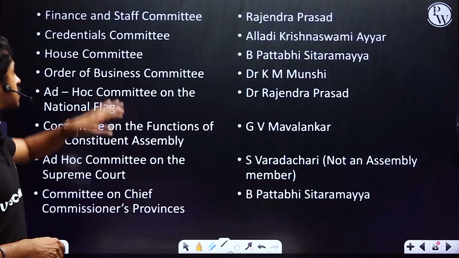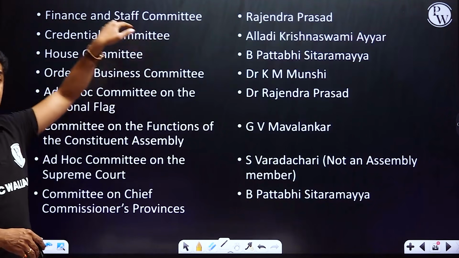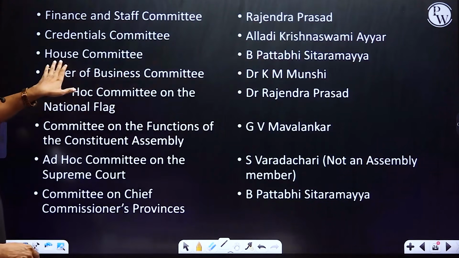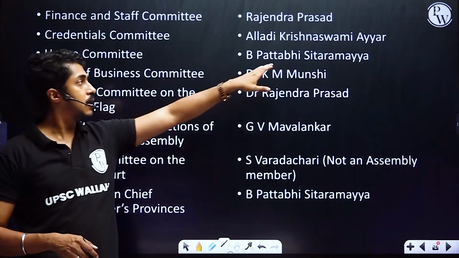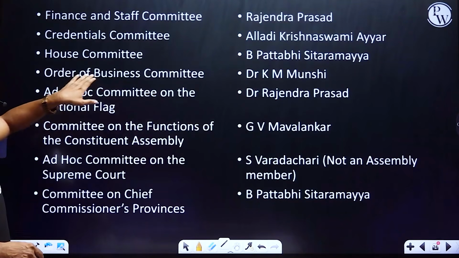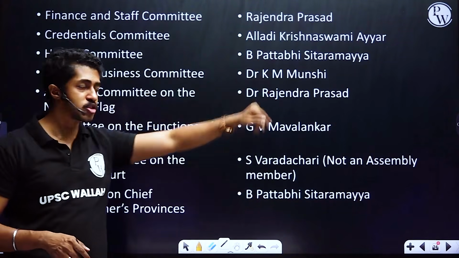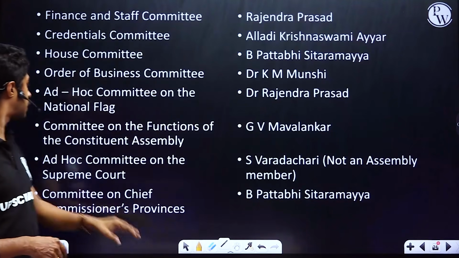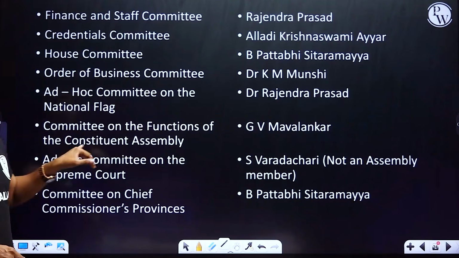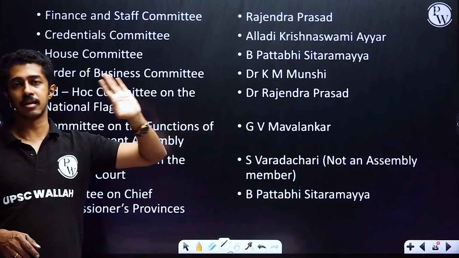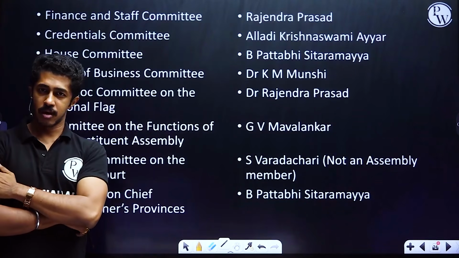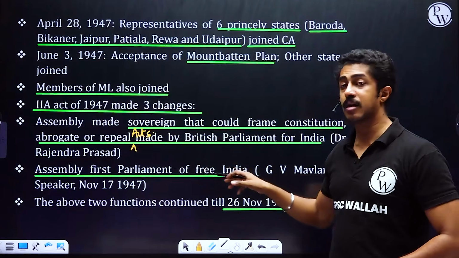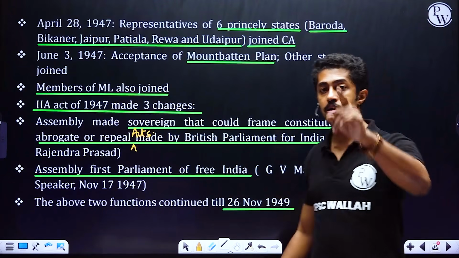So Finance and Staff Committee, Rajendra Prasad. Credentials Committee, Alladi Krishnaswamy Iyer. House Committee, Pattabi Sitaramayya. Order of Business Committee, K.M. Munshi. Ad hoc Committee on National Flag, Rajendra Prasad again. Committee on the Functions of the Constituent Assembly, G.V. Mavalankar. Now where did we see that name? Assembly, the first Parliament of Free India, G.V. Mavalankar, Speaker.